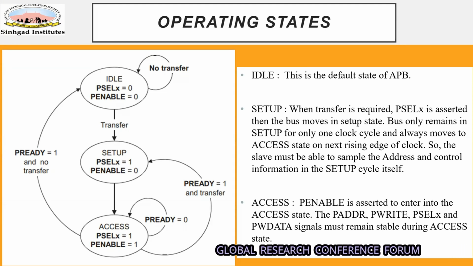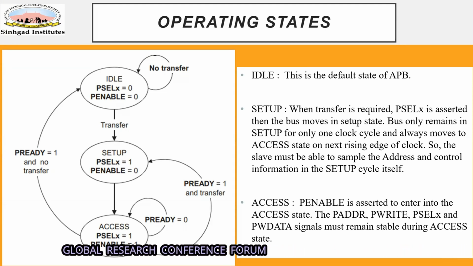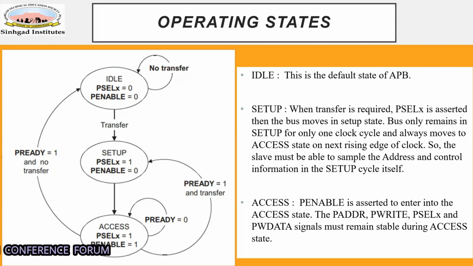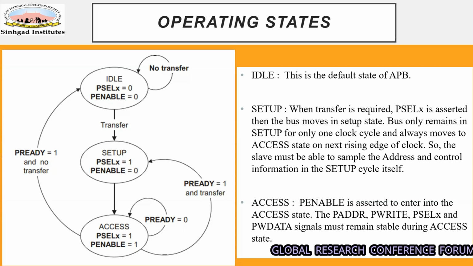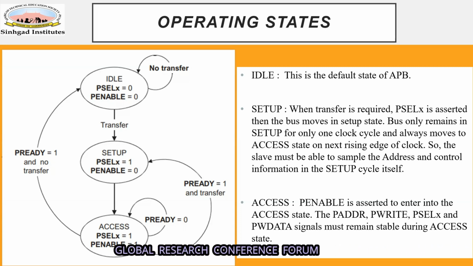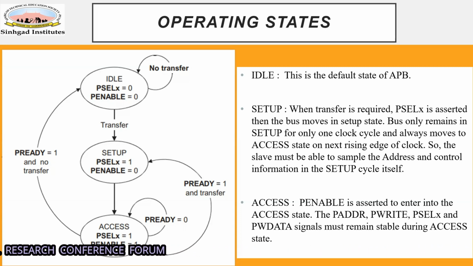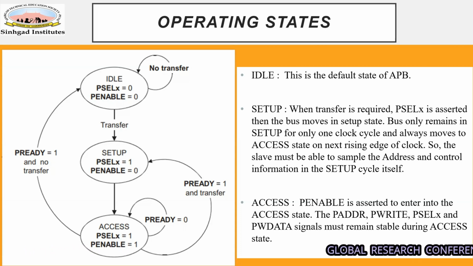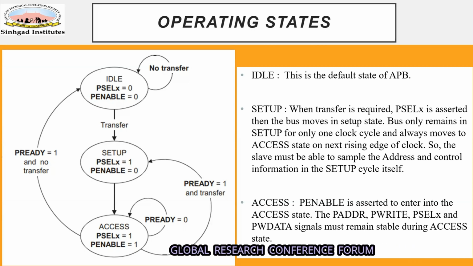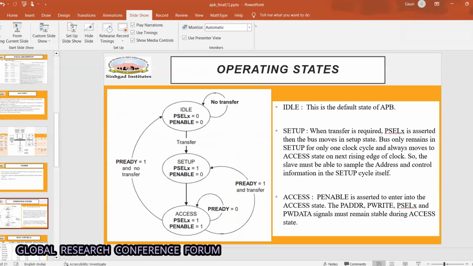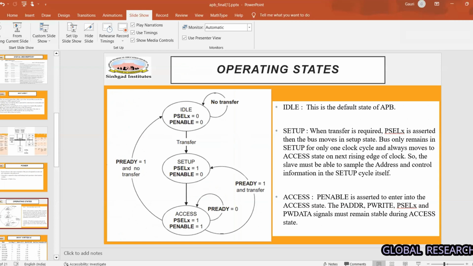The bus only remains in the setup state for 1 clock cycle and always moves to access state in case the transfer is identified. If P ready is 0, it will stay in the access state until P ready becomes 1 and the transfer occurs. So the main transfer operation occurs in the setup and access state. In case this is not occurring, it will go to idle state in order to save power. Now, I would request my colleague Hitanshu Vibhute to continue and explain more about what we have implemented.